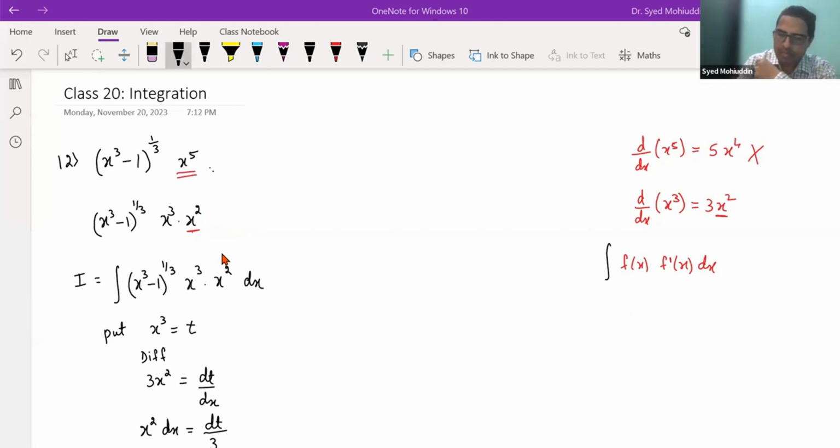But suppose if I give this problem in this form like (x cube minus 1) whole power of 1 by 3 into, suppose if I give that as x square itself. In that case, you can very easily put x cube as t and then solve the problem. This problem is very, very easy directly. But the moment you get some other power, it will be difficult for you.